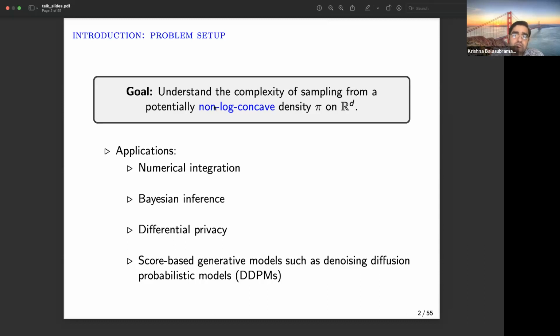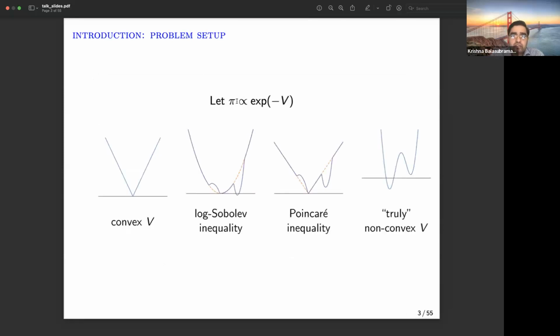Our focus in this talk will mainly be on the non-log-concave setting, right? So let's gradually build towards what I mean by the non-log-concave setting here. Let's say our density is given to us in terms of this parameterization: pi is proportional to exponential of minus V, and V is typically called the potential function. If V is convex, for example, something like this, a lot of things are understood about sampling in this setup.